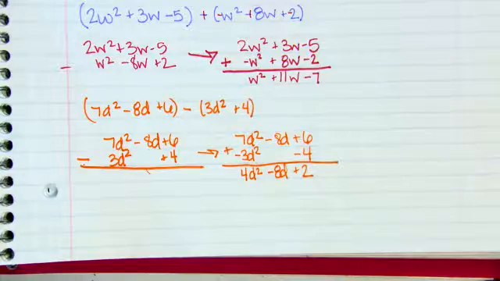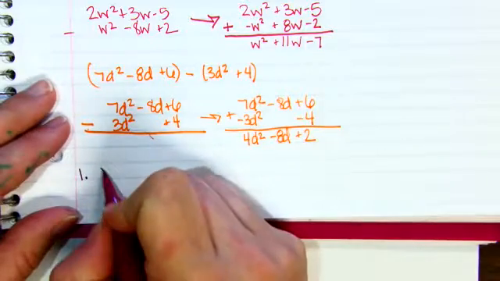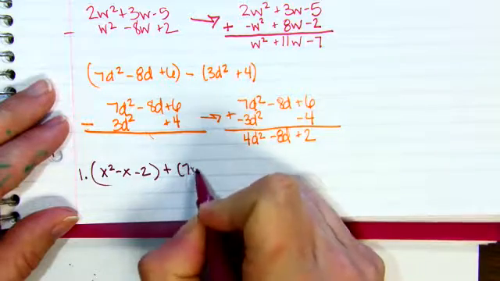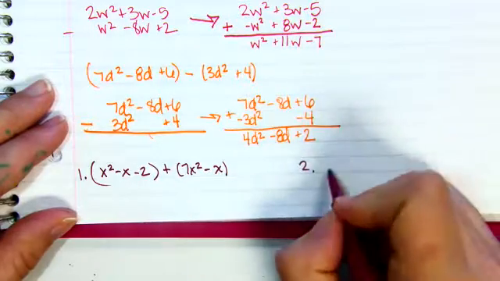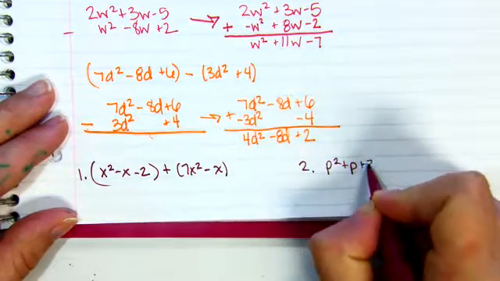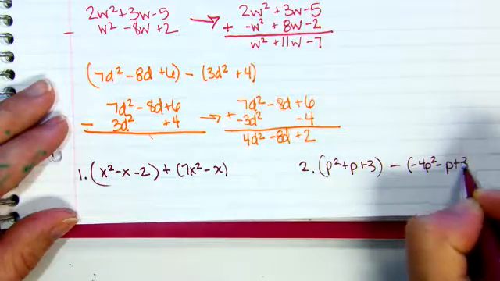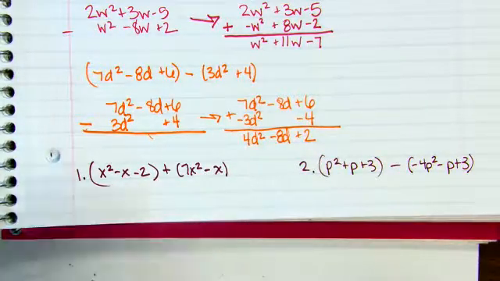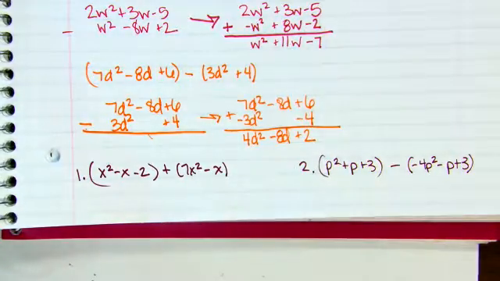I'm going to give you 2 on your own, one sum and one difference. So the first one, x squared minus x minus 2 plus 7x squared minus x. And then number 2 will be a difference, p squared plus p plus 3 minus negative 4p squared minus p plus 3. So again, you can do these horizontally or vertically, whichever one you like better, but I personally prefer vertical. It just makes it a little easier to see visually that I'm matching up my like terms. So go ahead, pause, and try these.